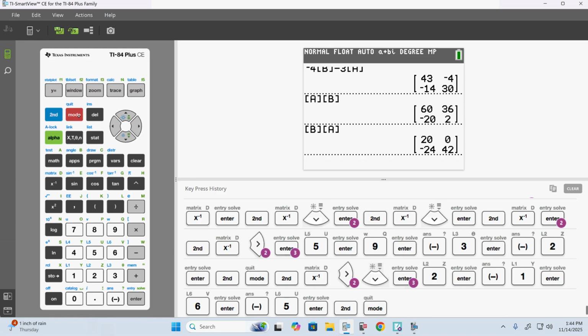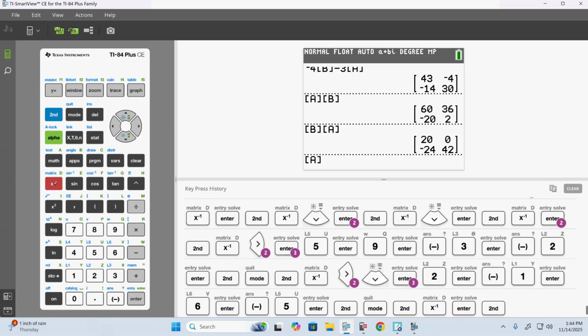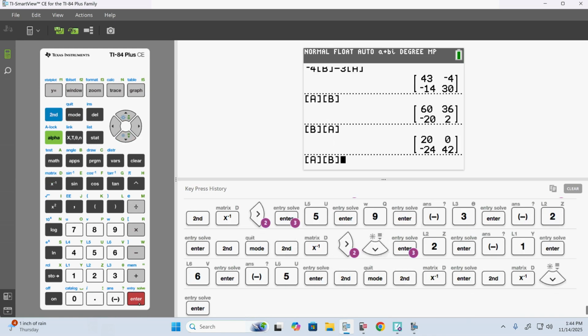Now all we have to do is recall it. So we put U, the first matrix, in as A, and V as B. So it's just A, B, because when we put them next to each other, it's understood to be multiplication.